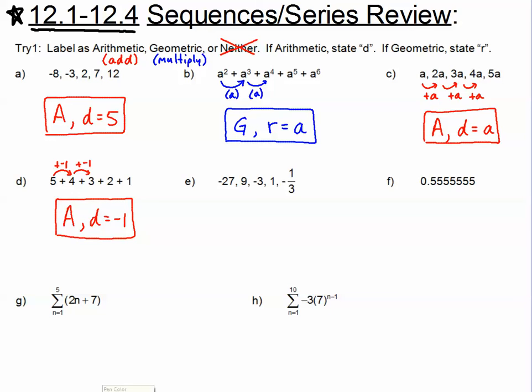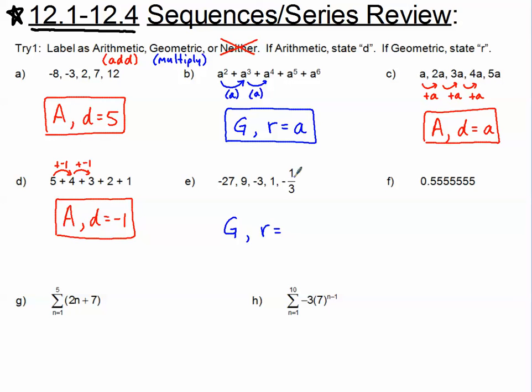E, -27 to 9 to -3 to 1 to -1/3. Well, one thing I notice is that my terms are alternating, and that cannot happen for an arithmetic pattern. And since I said that each of these are either arithmetic or geometric, this must be geometric. Let's see if we can figure out what R is. R is the number that we're multiplying to get from term to term. Some people see this pretty easily.